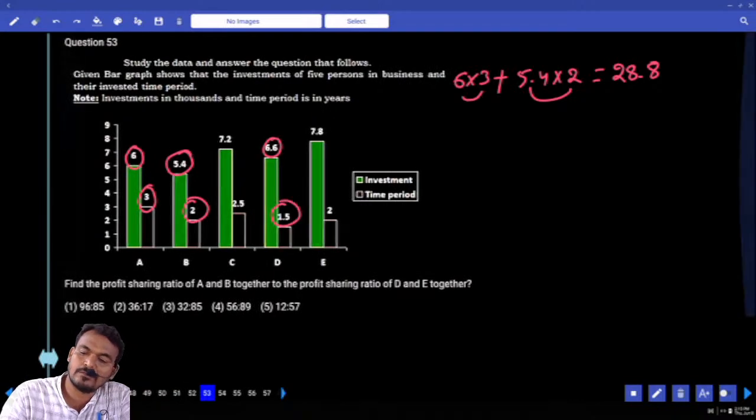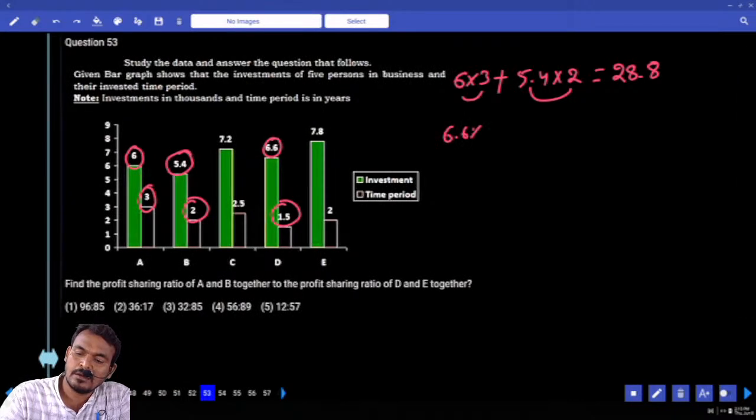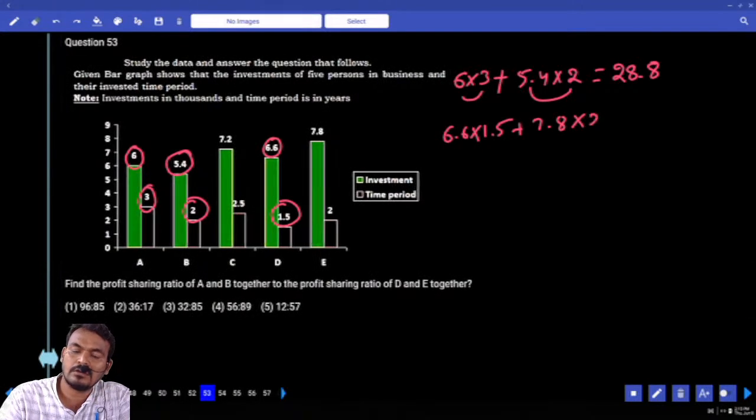Next, second one, D and E together. 6.6 into 1.5, and another one, 7.8 into 2 years. 6.6 into 1.5 is 9.9. 7.8 into 2.